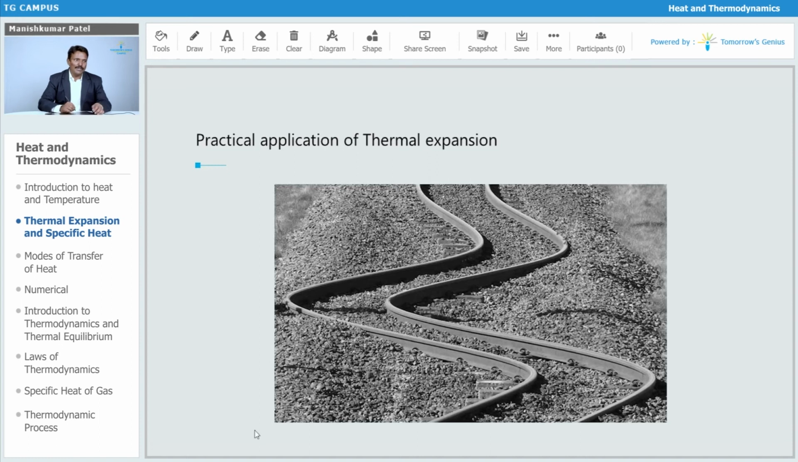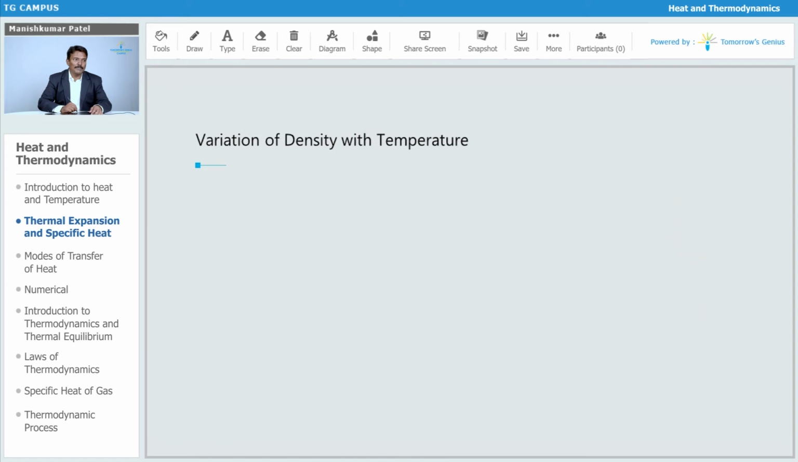This is how those rail tracks would look, and there is a possibility of an accident, as the train might get derailed. So we have to keep a small gap between those rail tracks, so that they can expand into it and it doesn't cause harm. That is why we keep those small gaps, which is an application of thermal expansion.